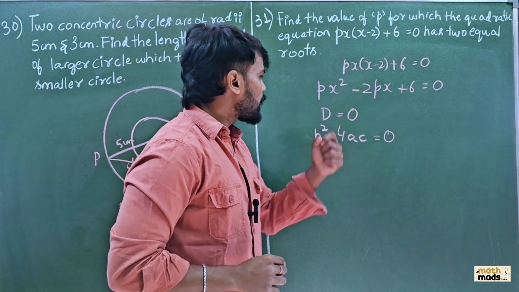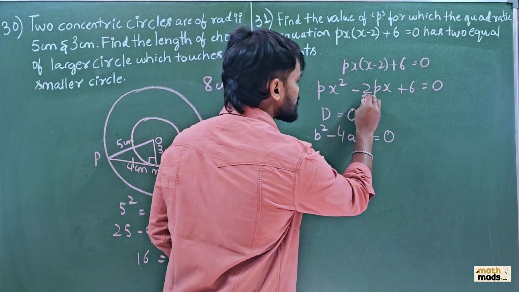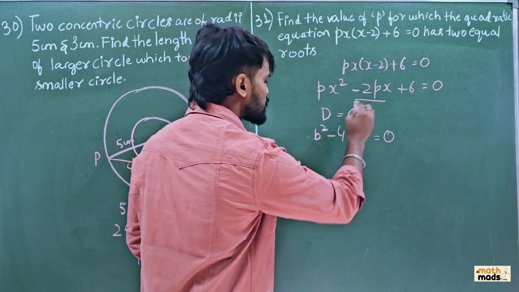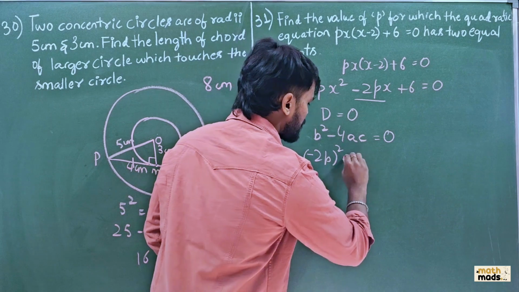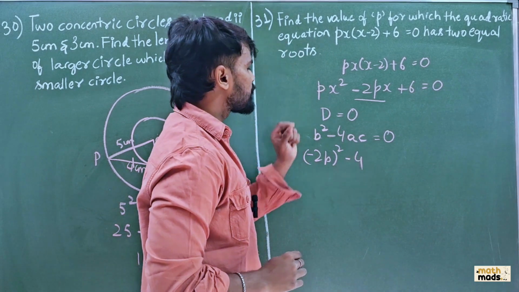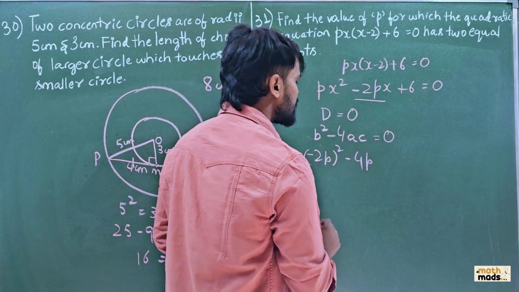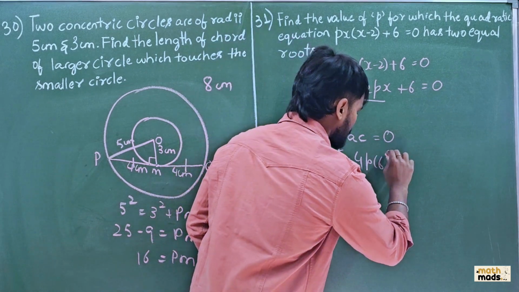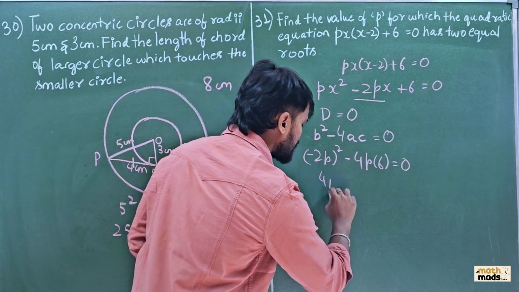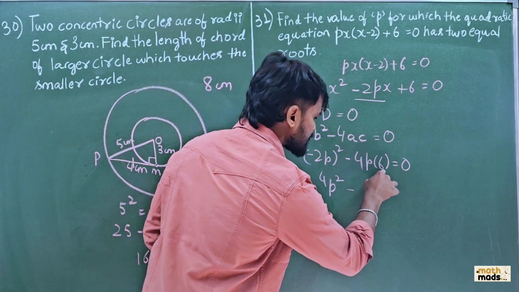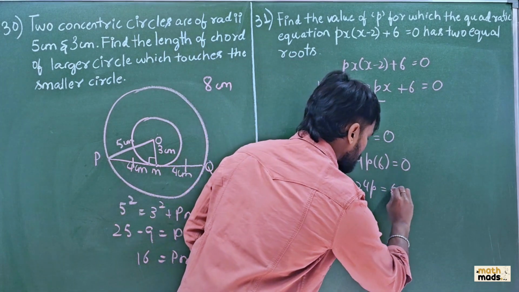Now, compare with the quadratic equation. What is there in place of b? This is b. So minus 2p is there. So (minus 2p) whole square minus 4 into, in place of a, what is there? p is there. In place of c, 6 is there, is equal to 0. Okay. So what will this become? 4p square minus 6 into 4 is 24, 24p will be equal to 0.